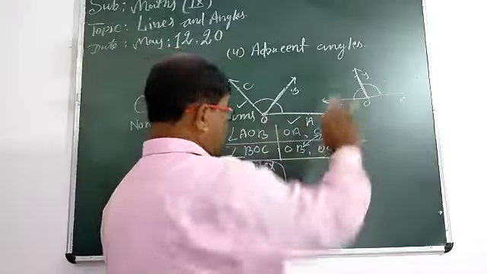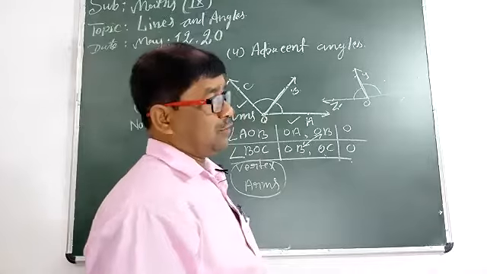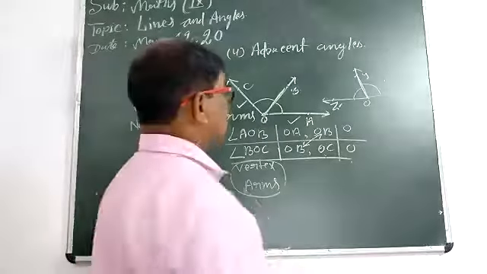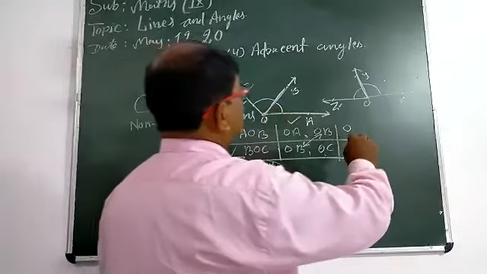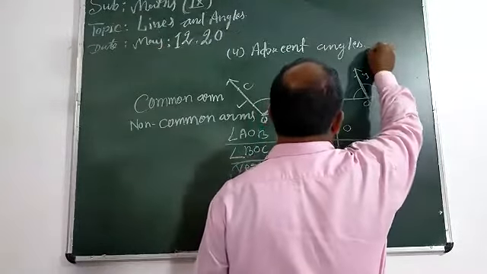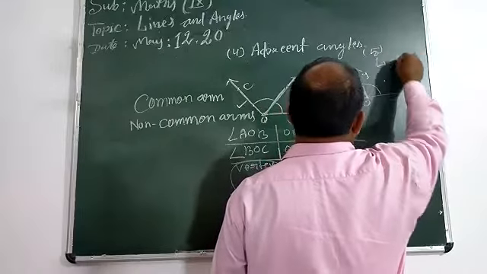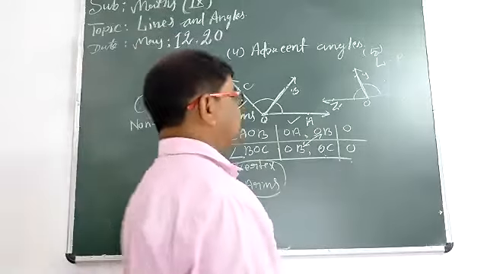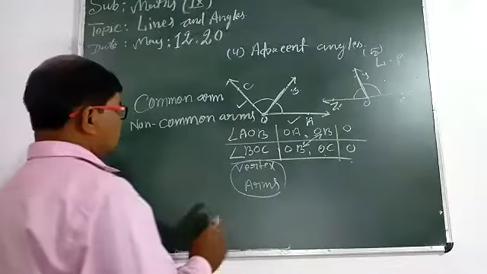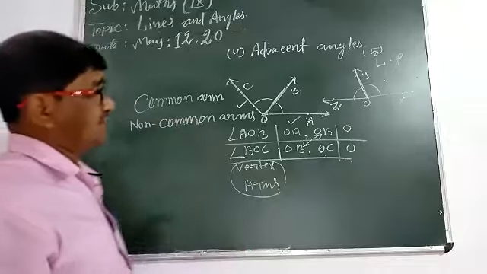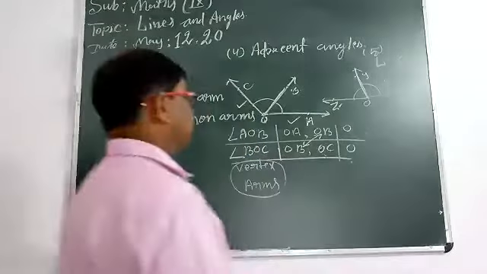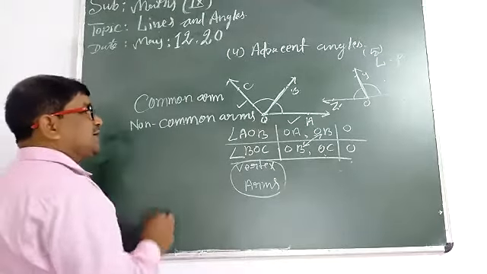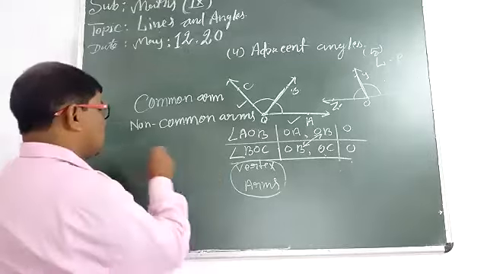What do you mean by adjacent? And what do you mean by linear pair? Linear pair, LP. Now we should write something about adjacent and linear pair. Adjacent. Two angles are called adjacent.